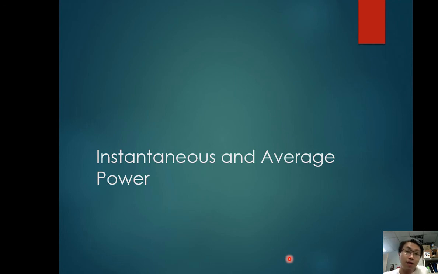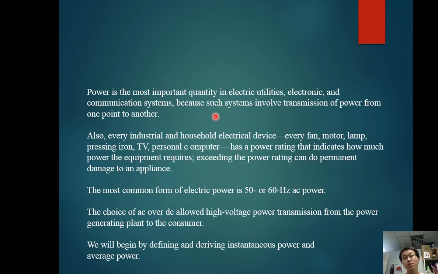So, instantaneous and average power. Power is the most important quantity in electrical utility, electronic, and communication systems because such systems involve transmission of power from one point to another. Also, every industrial and household electrical device, every fan, motor, lamp, pressing iron, TV, personal computer, has a power rating that indicates how much power the equipment requires. Exceeding the power rating can do permanent damage to an appliance. The most common form of electric power is 50 to 60 Hz AC power. The choice of AC over DC allows high voltage power transmission from the power generating plant to the consumer.